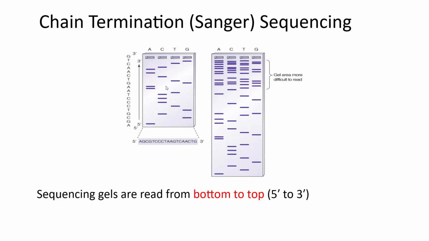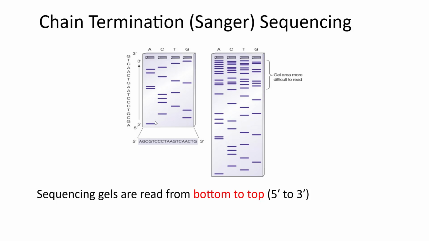After all of this is done, we run it out on a gel. So this A has been incorporated first. We know that this is the first letter in the strand of DNA because it's at the bottom of our gel. This is going to be the smallest fragment. It's one base pair in length, plus the primer.